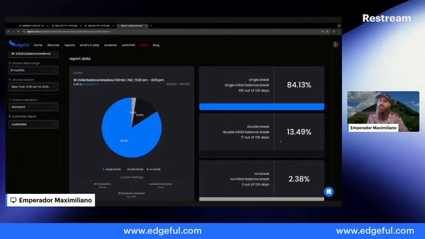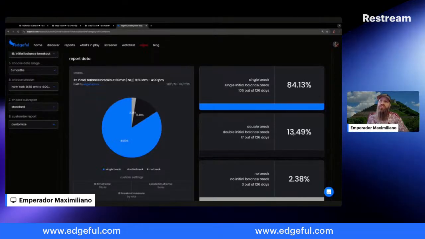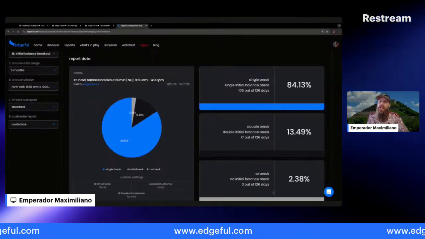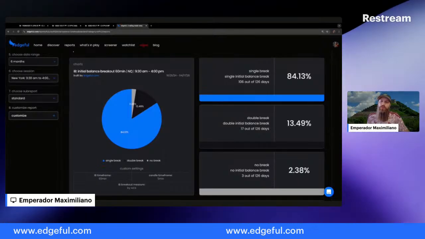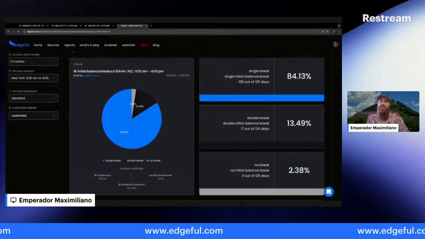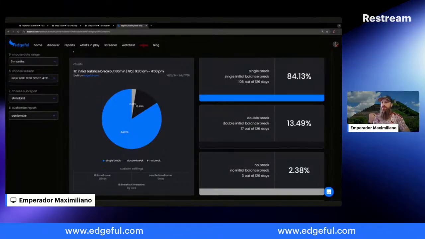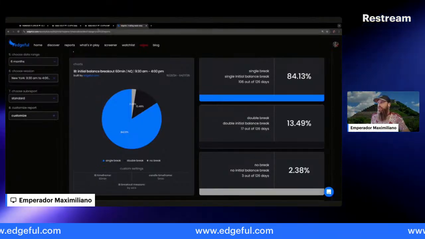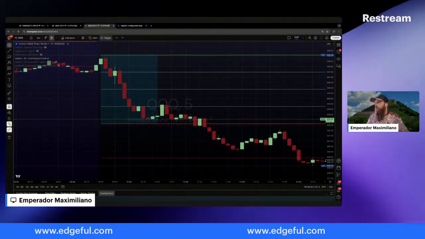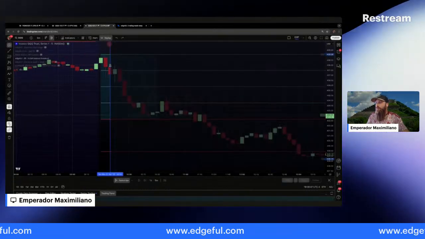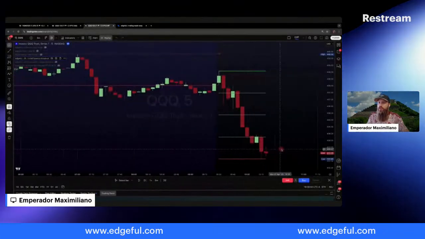That's a strong statistic. We're going to break two sides just 13% of the time, and staying in between is less than 3%. So 2.38%. That means when I'm looking at this, I'm saying, okay, if we're in this, go back to the chart here. If we are right here, boom, this is in our first hour.